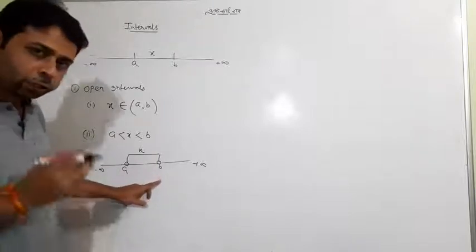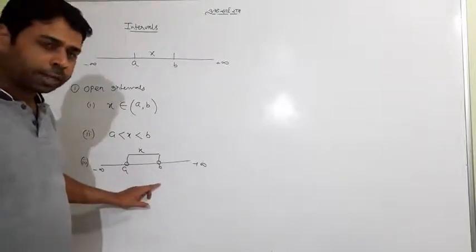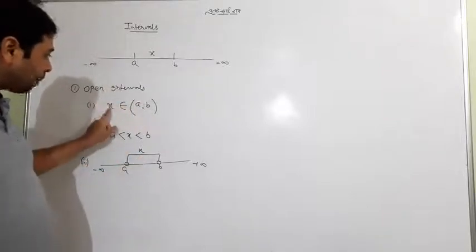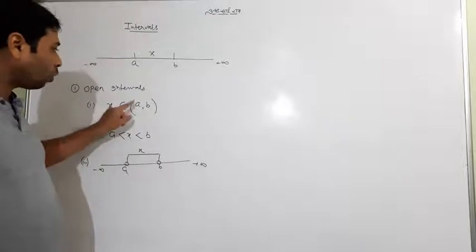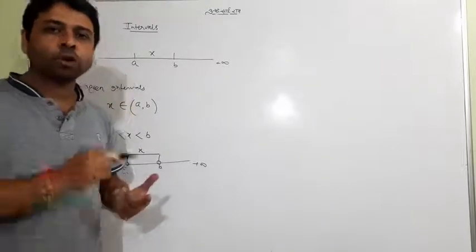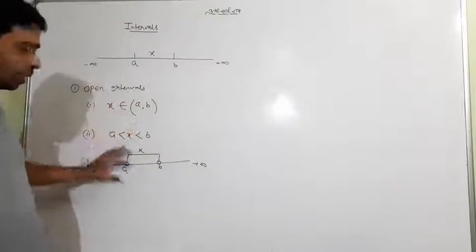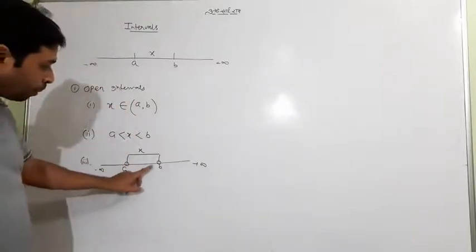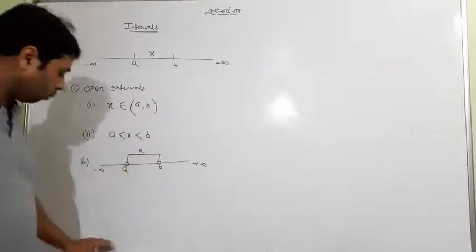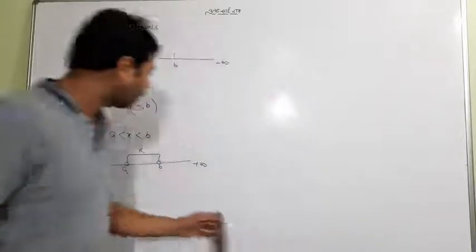I hope you understand that x is exactly lying between a and b. This time x is not equal to a and x is not equal to b, meaning x cannot equal either a or b. So these are the three expressions. The open bubble means x is not equal to a and x cannot equal b. In all these ways we express an open interval.